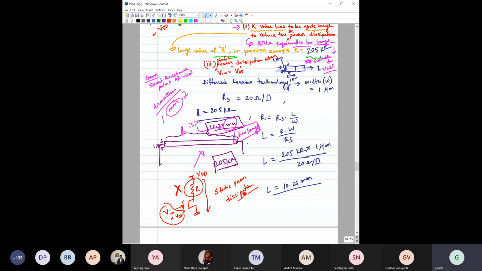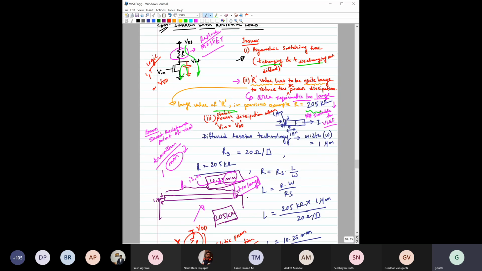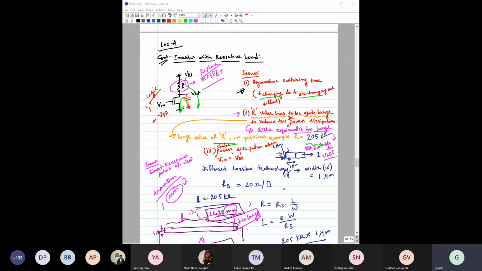So one is this static power dissipation. Third one is the large area. I mean, second one is the large area. And the first one that we have discussed here is asymmetrical switching time, right? Okay. So in the next part, we will take only one of the disadvantages, that is one of the issues, and try to solve it.